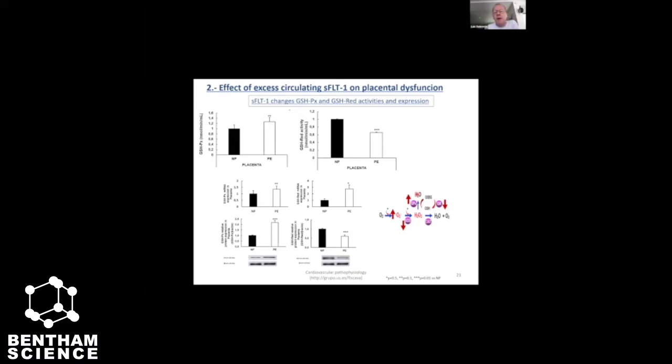Yeah, I realized that, but suppose you give sFlt-1 to your animals and then in combination with an antioxidant, vitamin C or vitamin E, can you rescue the model then?